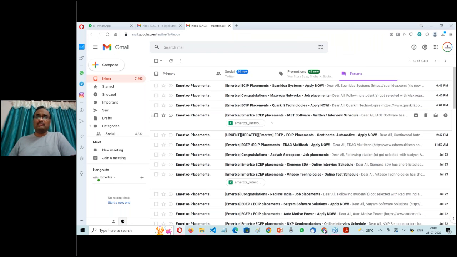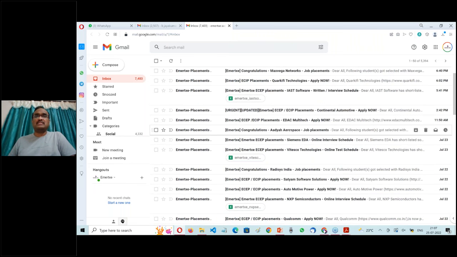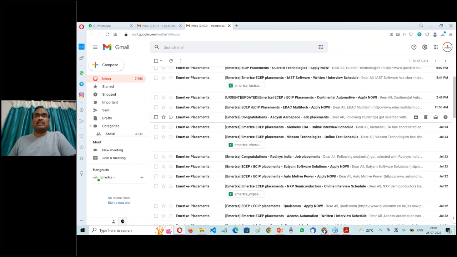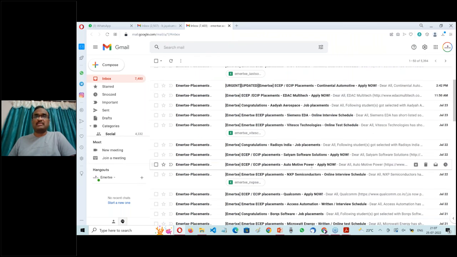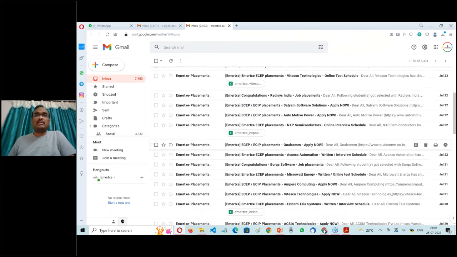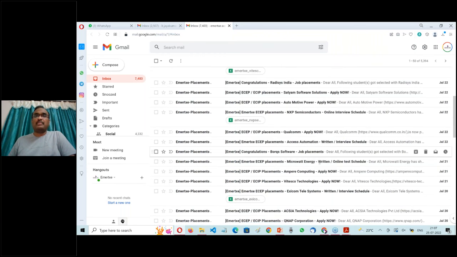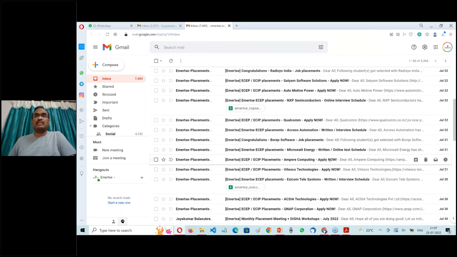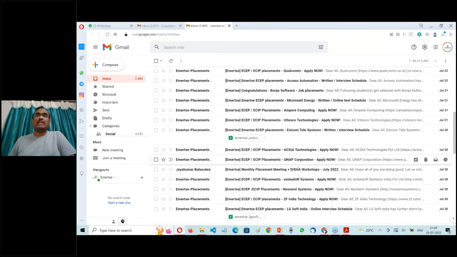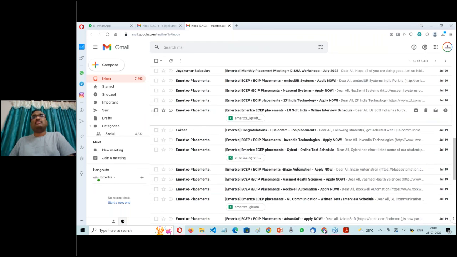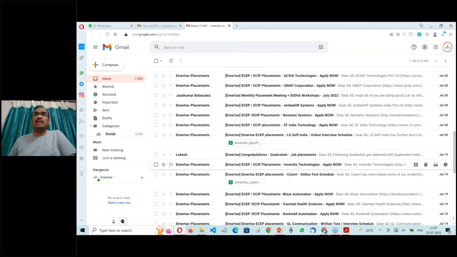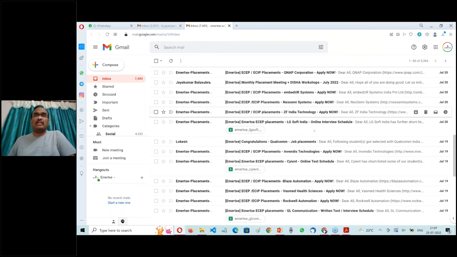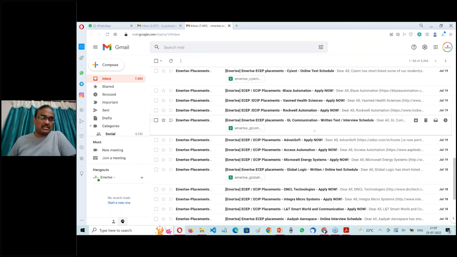So you can see here Siemens, RD Aerospace, Radisys, Satyam Software, Automotive Power, NXP Semiconductors, Qualcomm, Borgs, Microwatt Energy, Ampere Computing, Vitesco, Exicom Telesystems, a lot of companies. Everything is coming. You can also see the monthly meeting and Disha workshop are getting planned. Almost all the companies are here, like L&T Smart World Communication, which I mentioned. Every company is mentioned here.